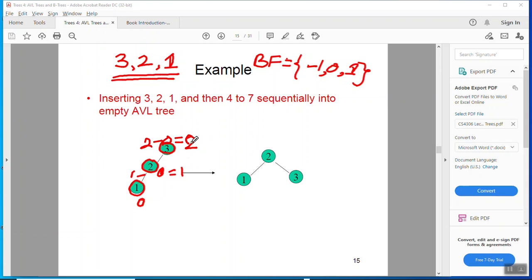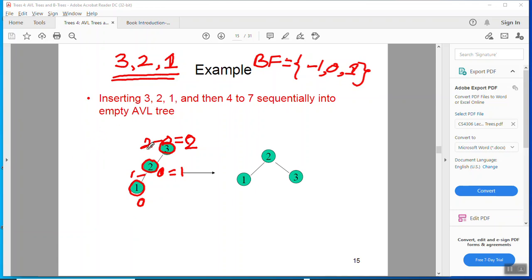So in this case, this node has balance factor 2. So what do we need to do? We need to rotate it. Okay, we need to rotate it to make it an AVL tree. How do we rotate it? There are 4 kinds of rotation.